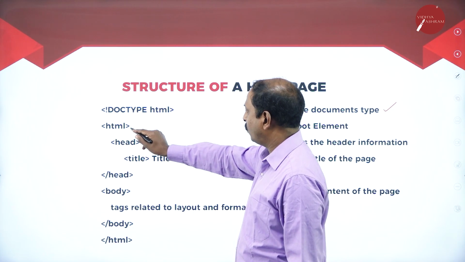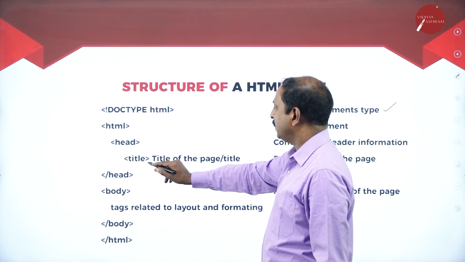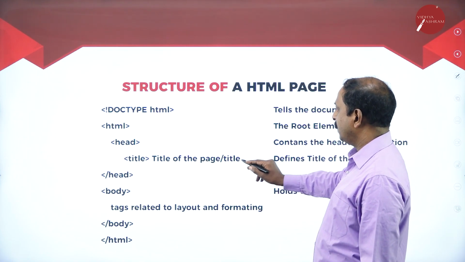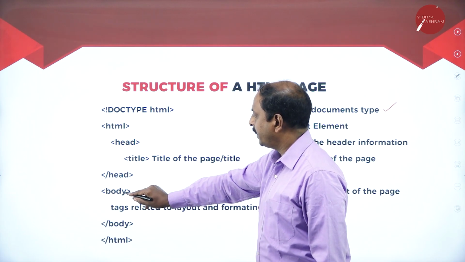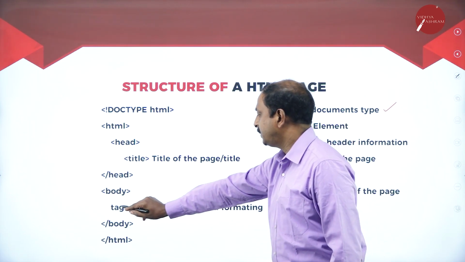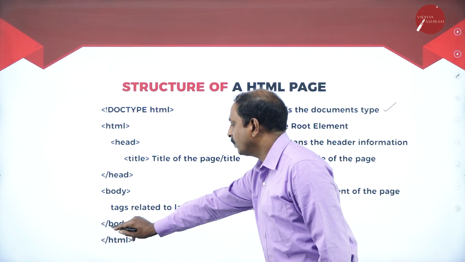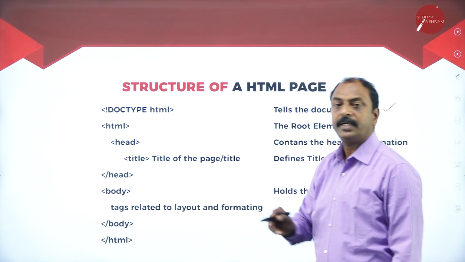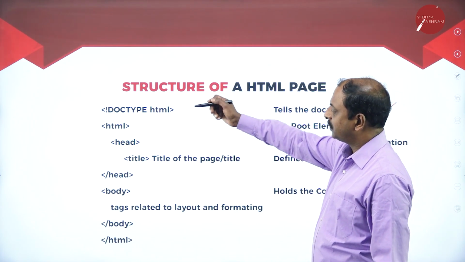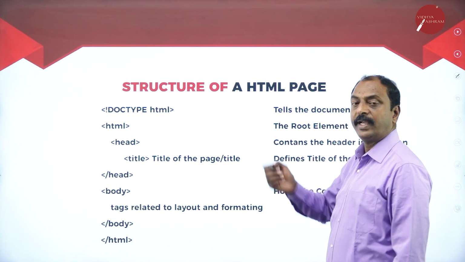And next, the program starts with html. This is a tag, an open tag here. Then followed by the head tag, the title of the page here, the title tag here, then I'm closing this head tag, then the body tag, and these are related to layout and formatting. Then this is the body tag, we are closing the body tag and closing the html tag here. So this is the general structure of an HTML document.